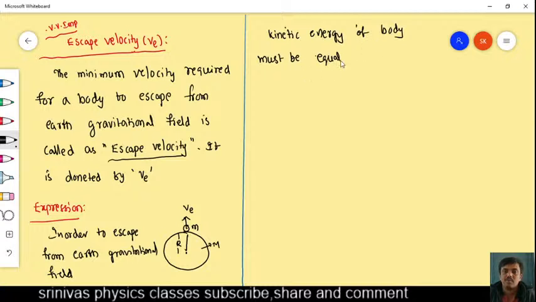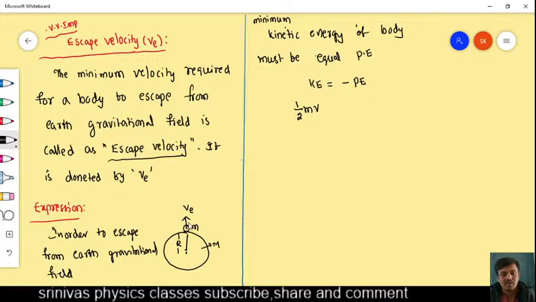The minimum kinetic energy of the body must be equal to its potential energy, right? That means in order to escape, the condition is that the kinetic energy equals the potential energy. What is the formula for the kinetic energy? Half m v square.